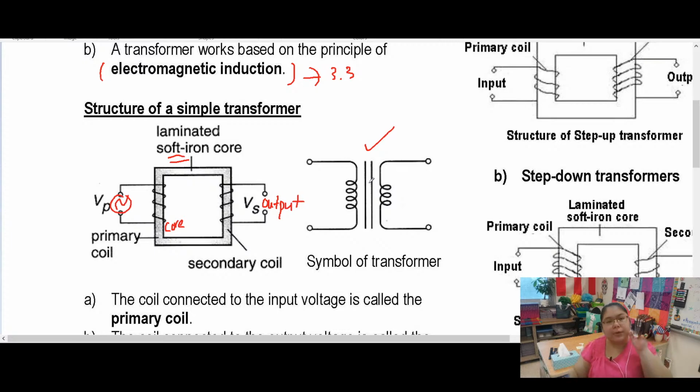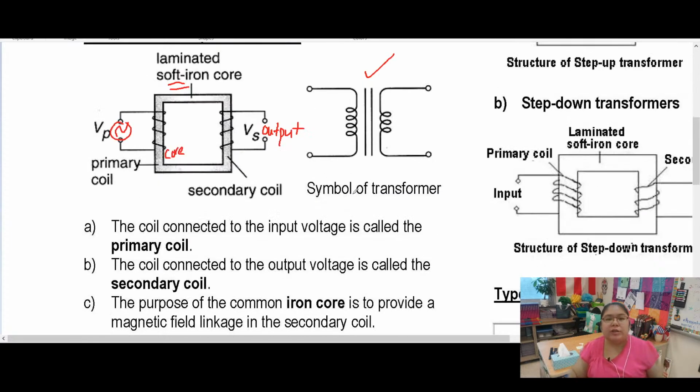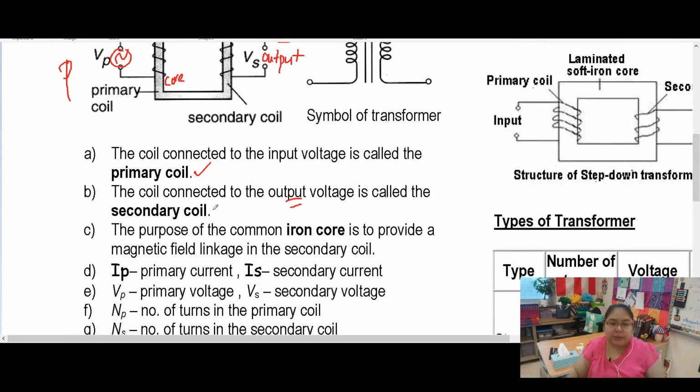Okay, now we're going to see the transformer structure. First, the coil that is connected to the input voltage we call the primary coil. So this part is the primary. The coil that is connected to the output we call the secondary. Another one, the purpose of the iron core is to provide magnetic field linkage to the secondary coil. So the iron core at the center is for what? They want to link the magnetic field to the secondary coil.